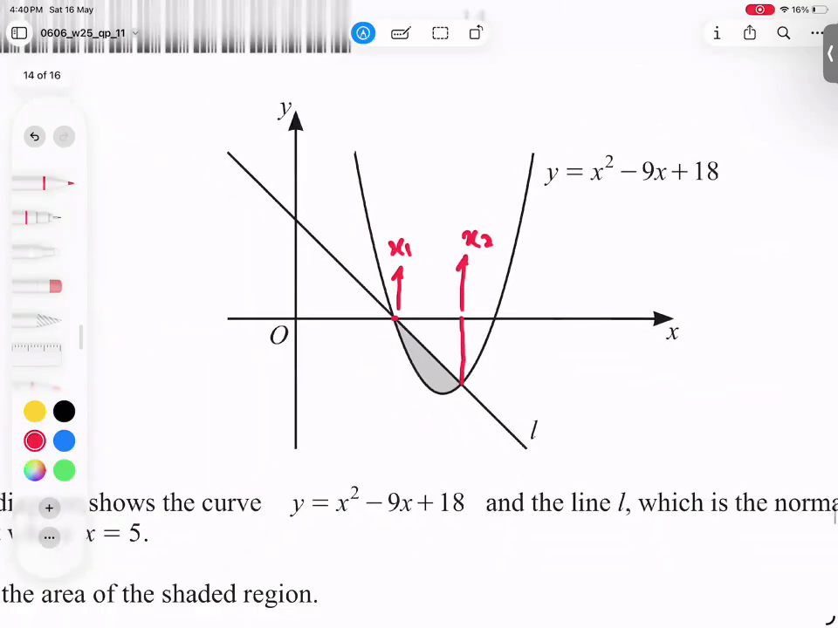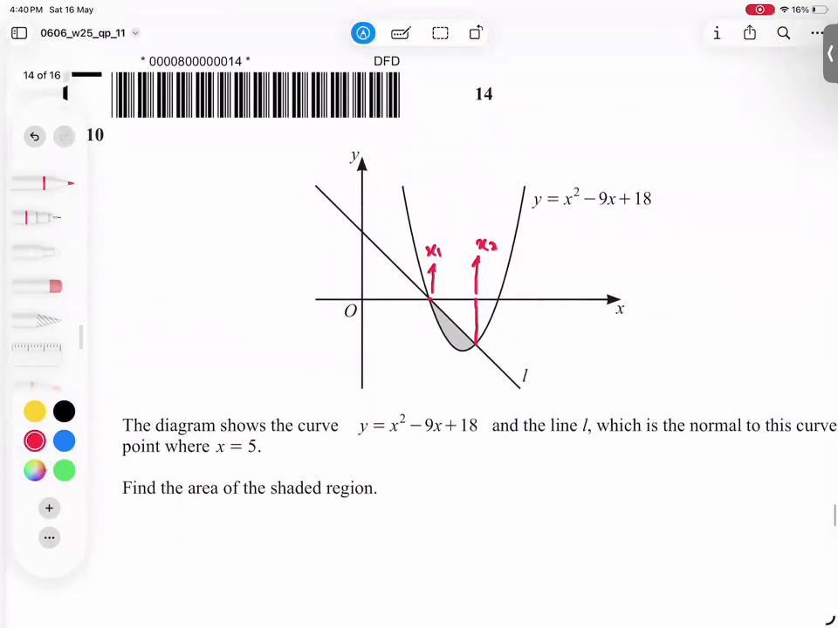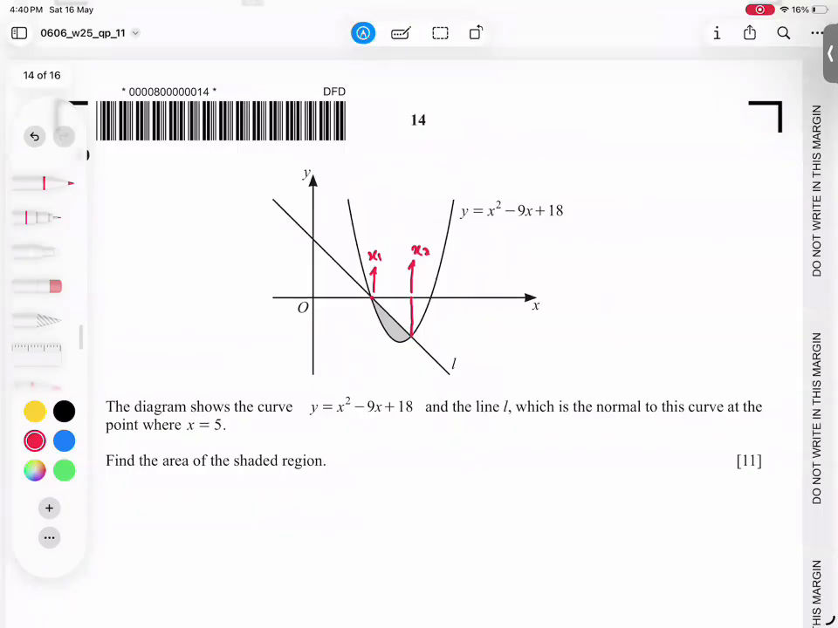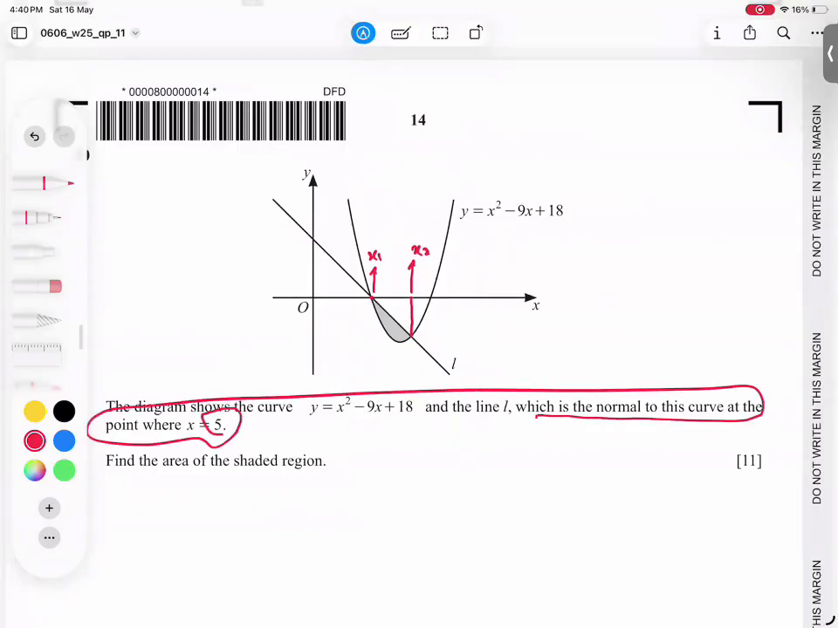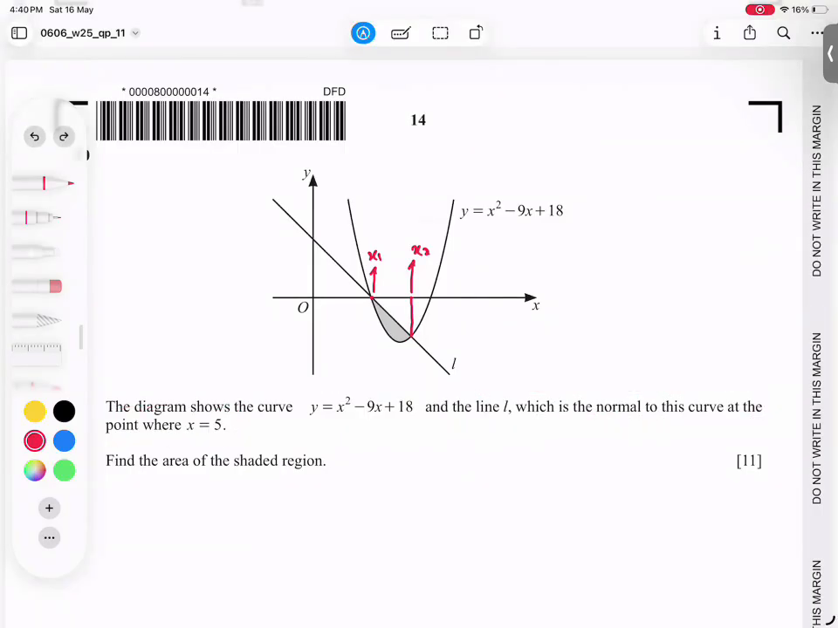Job number 1, the equation of the normal to the curve at the point where x is equal to 5. We need to find the area of the shaded region, and the normal to this curve at the point where x is equal to 5. So this is x equal to 5. The point is clear. But we need to find the first point also. This is very important.